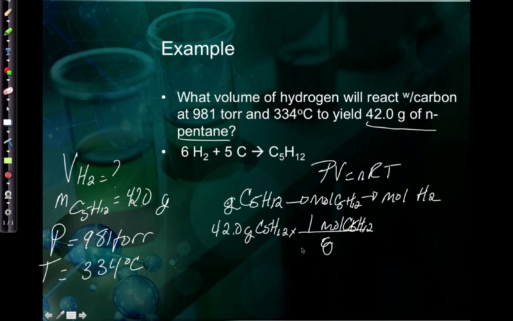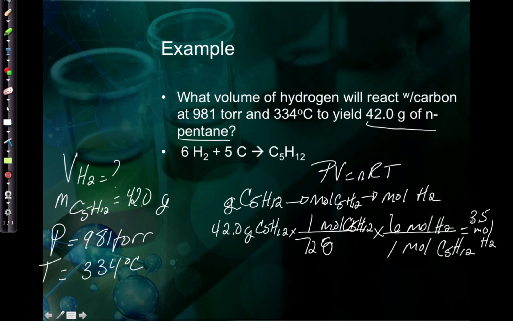One mole is equal to 72 grams here. I got that from the molar mass. All right, then I will go to moles of hydrogen. Moles of pentane will be at the bottom. And then moles on top of moles, that means I use the coefficients. So it's 1 mole of pentane for 6 moles of hydrogen. So when I go through this calculation, I get 3.5 moles of hydrogen.